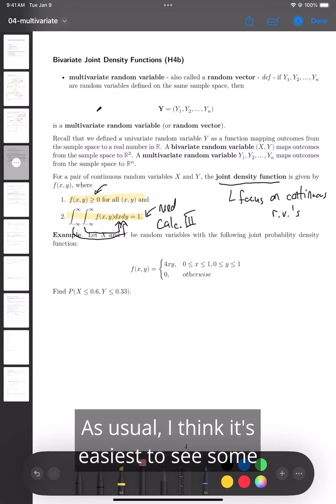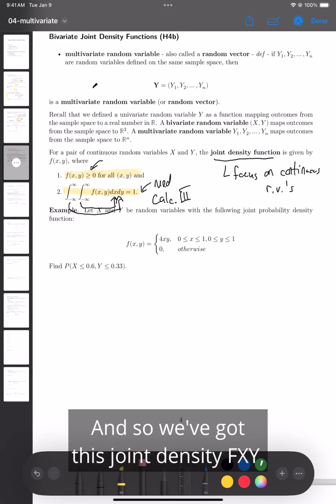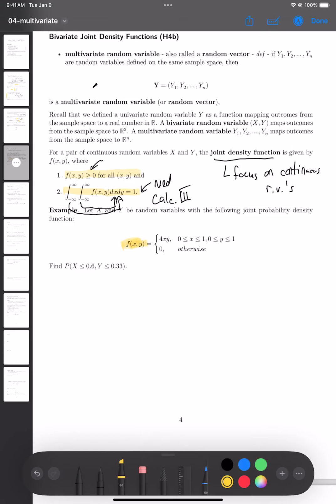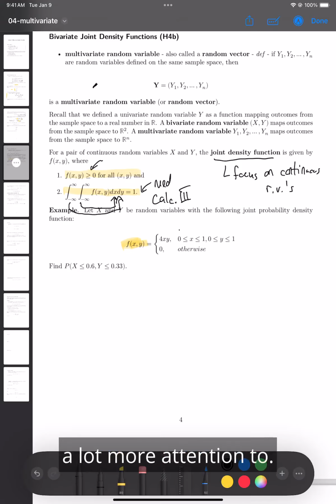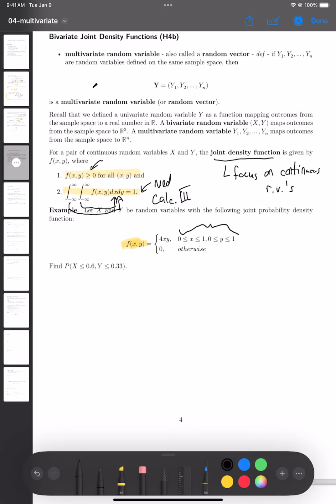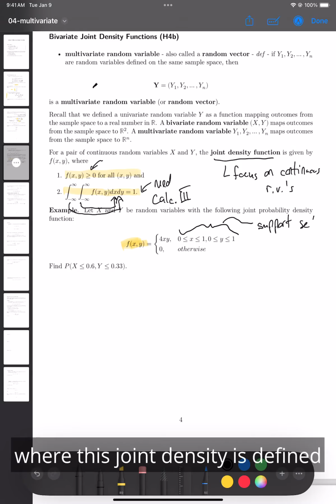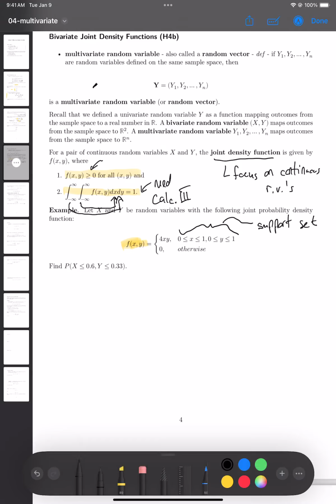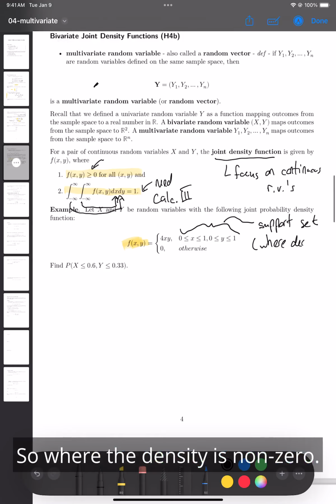As usual, I think it's easiest to see some of this jumping straight into an example. And so we've got this joint density f(x,y), and we have a definition for that that's given in this little equation. And something that we are now going to pay a lot more attention to. We paid attention to it before, but now we're really going to pay attention to it, is where this joint density is defined. In other words, what its support set is. So where the density is non-zero.